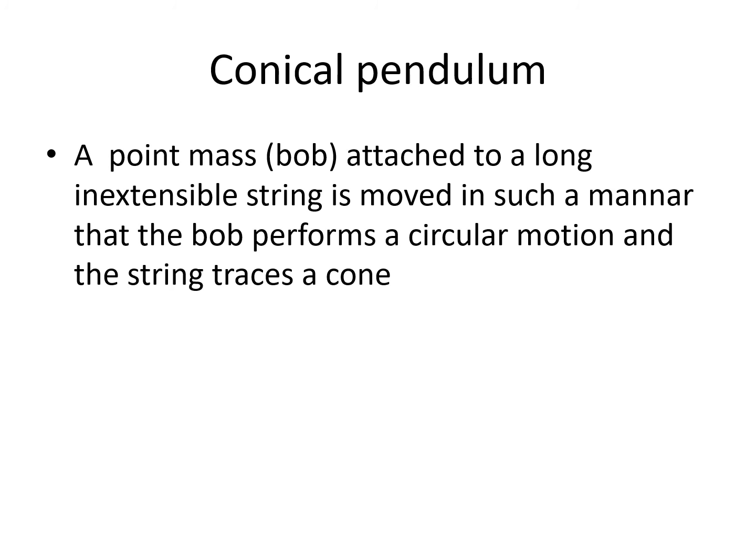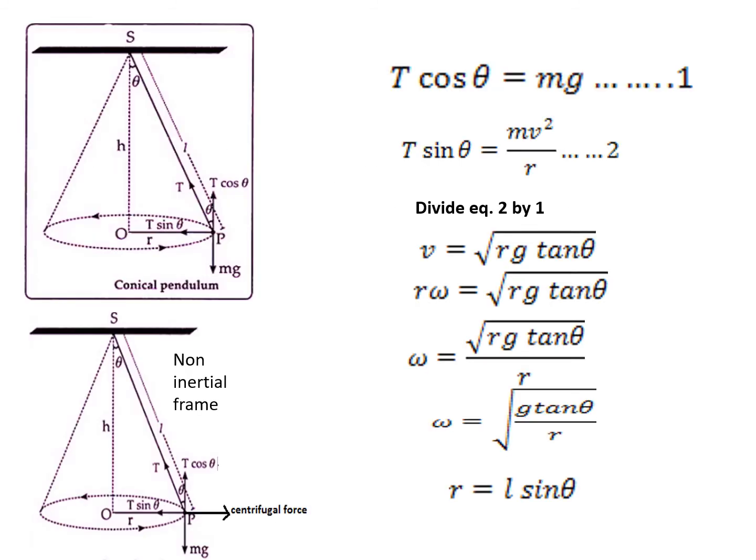So we can define a conical pendulum as a point mass, that is a bob, attached to a long inextensible string and is moved in such a manner that the bob performs a circular motion and the string traces a cone. Observe the figure carefully. You can see here the bob is performing a circular motion and the string is tracing a cone. So let us imagine that the bob is at point P.